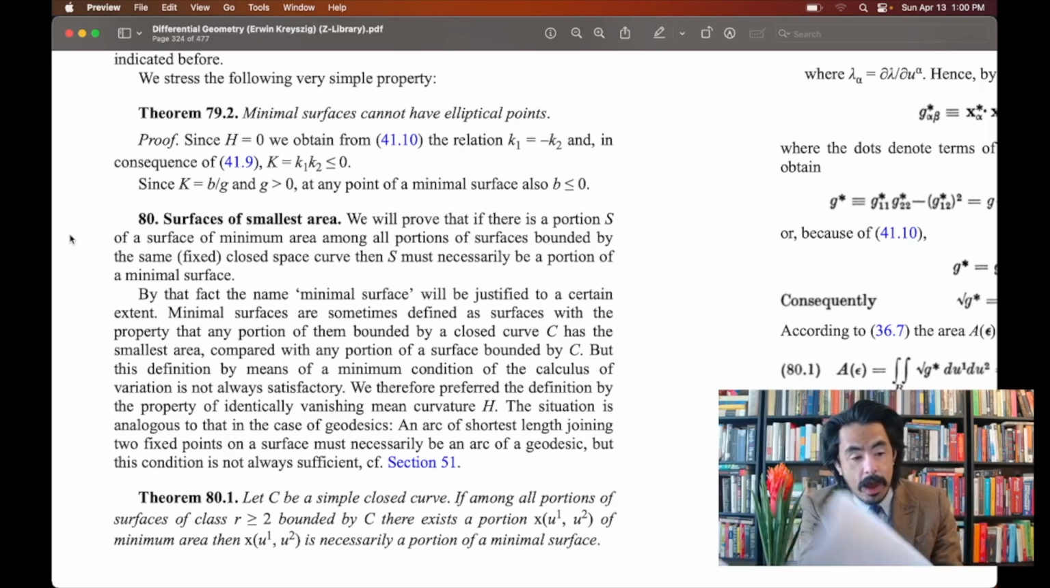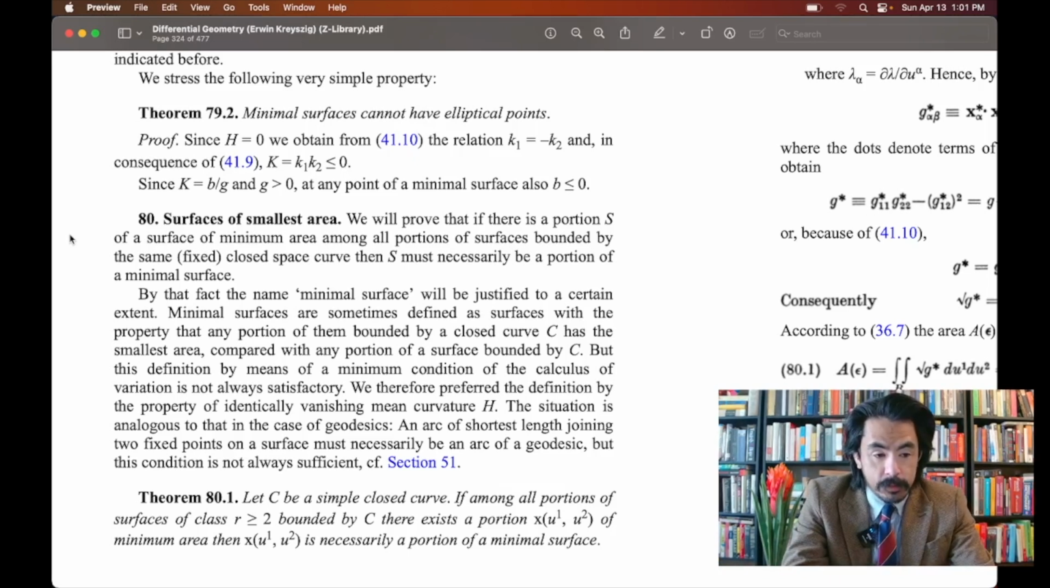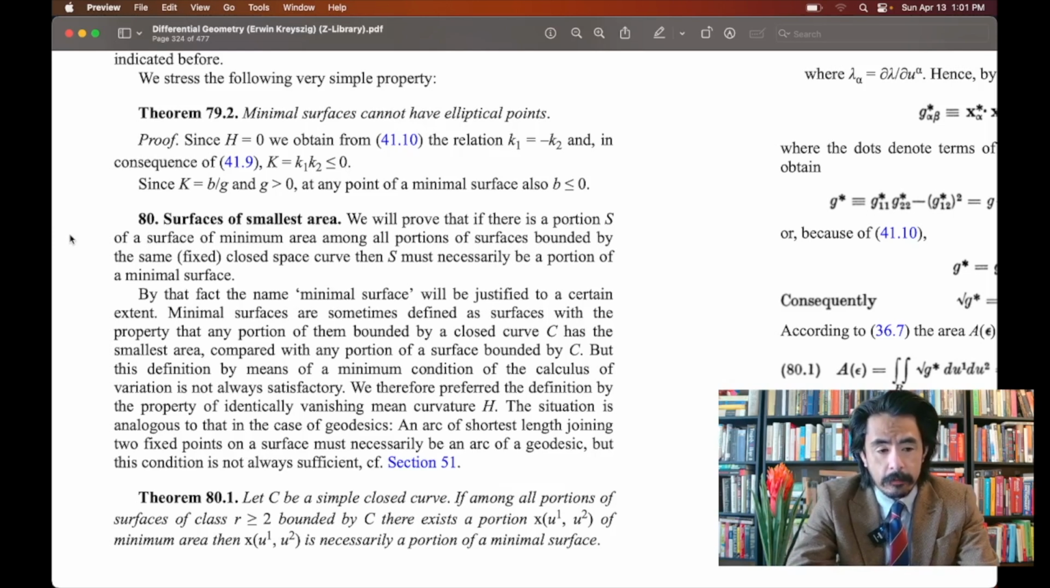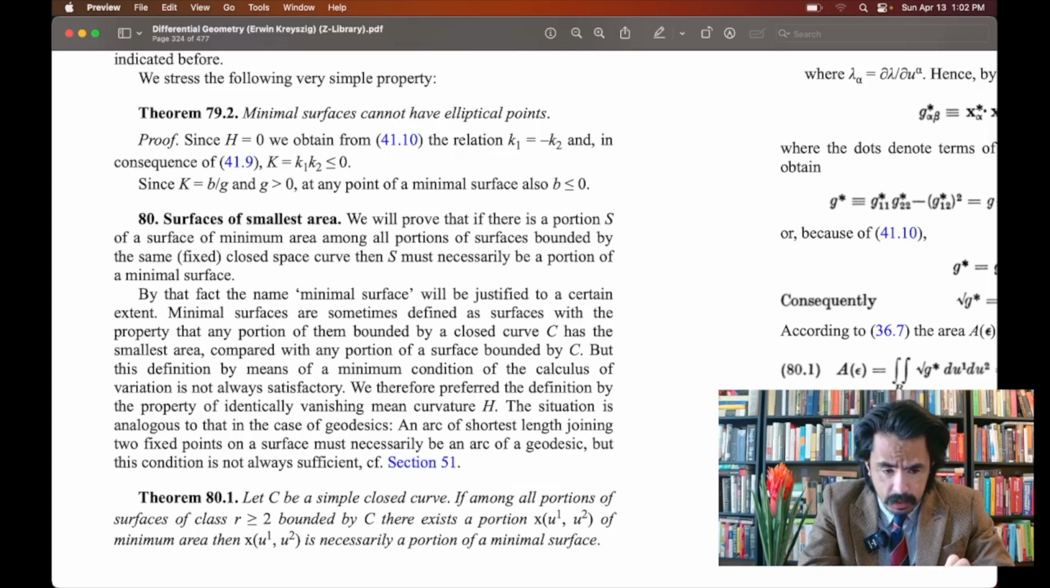We're on to now section 80, surfaces of smallest area. We will prove that if there is a portion capital S of a surface of minimum area among all portions of surfaces bounded by the same fixed closed space curve, then S must necessarily be a portion of a minimal surface. By that fact, the name minimal surface will be justified to a certain extent. Minimal surfaces are sometimes defined as surfaces with the property that any portion of them bounded by a closed curve capital C has the smallest area compared with any portion of a surface bounded by capital C.